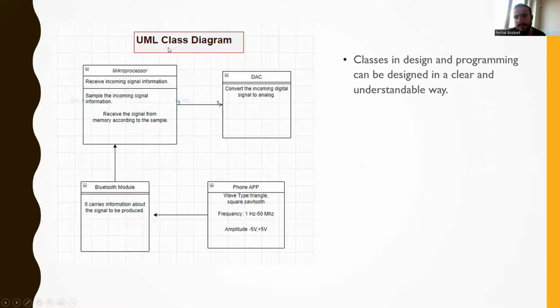This is a UML class diagram. First of all, the phone application. After that, the Bluetooth module. After that, the microprocessor. After that, the digital to analog converter.